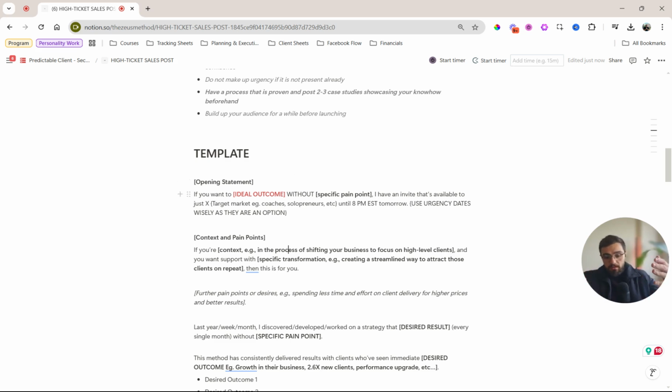So again, if you want to find your dream girl to marry without having to go on multiple dates, without having to sleep around with a lot of women, and without having to spend hours on dating apps. So what are the pain points? Usually I would include three specific pain points. Cool.